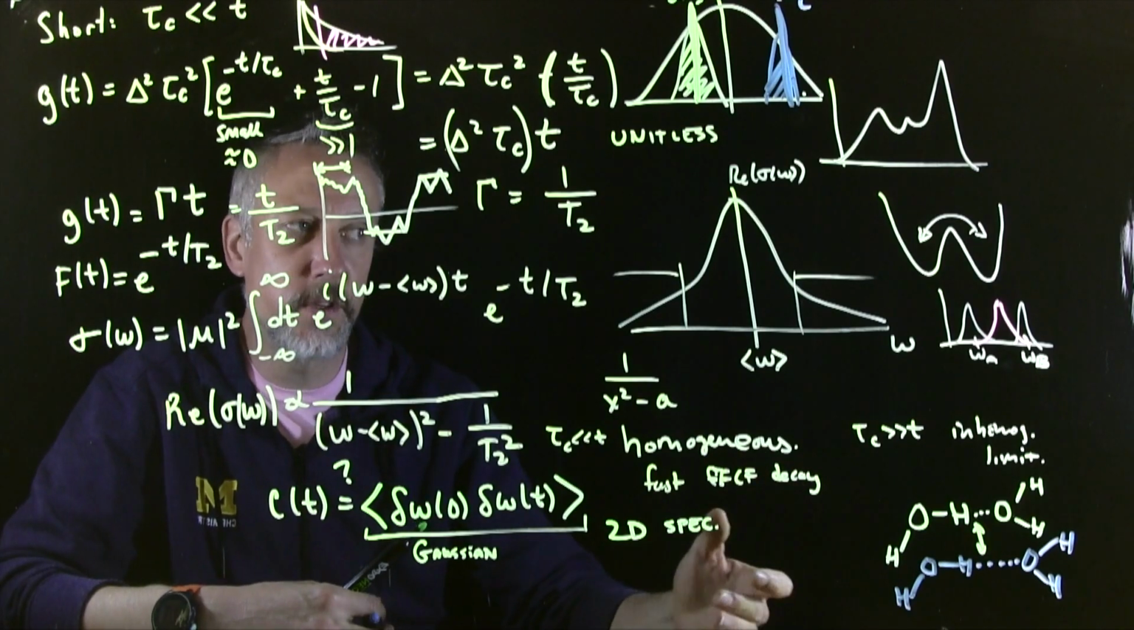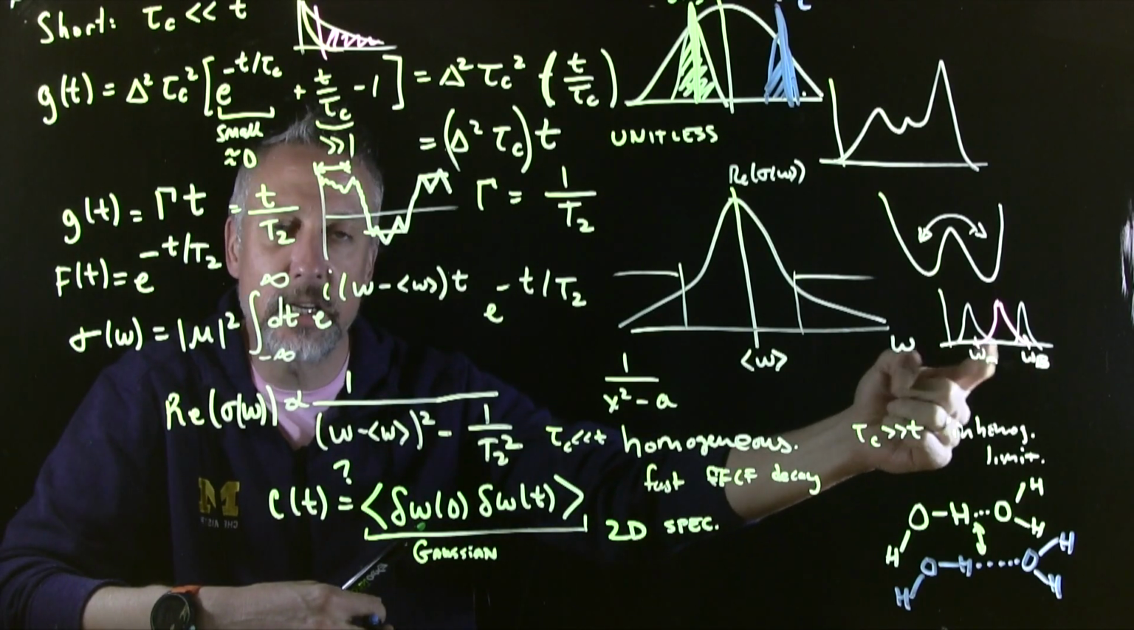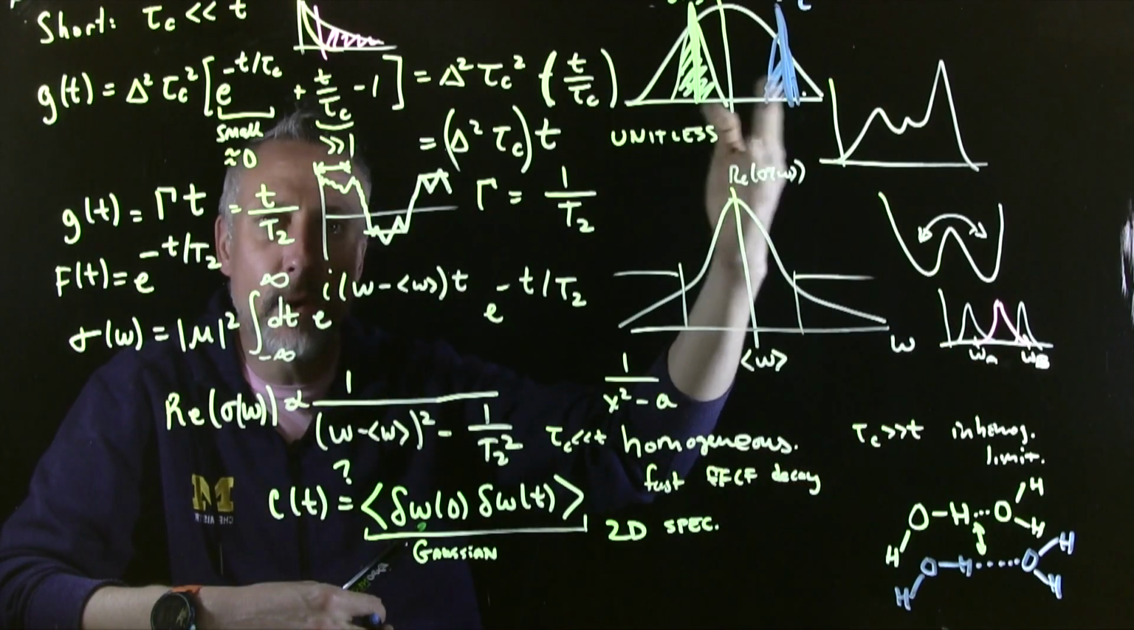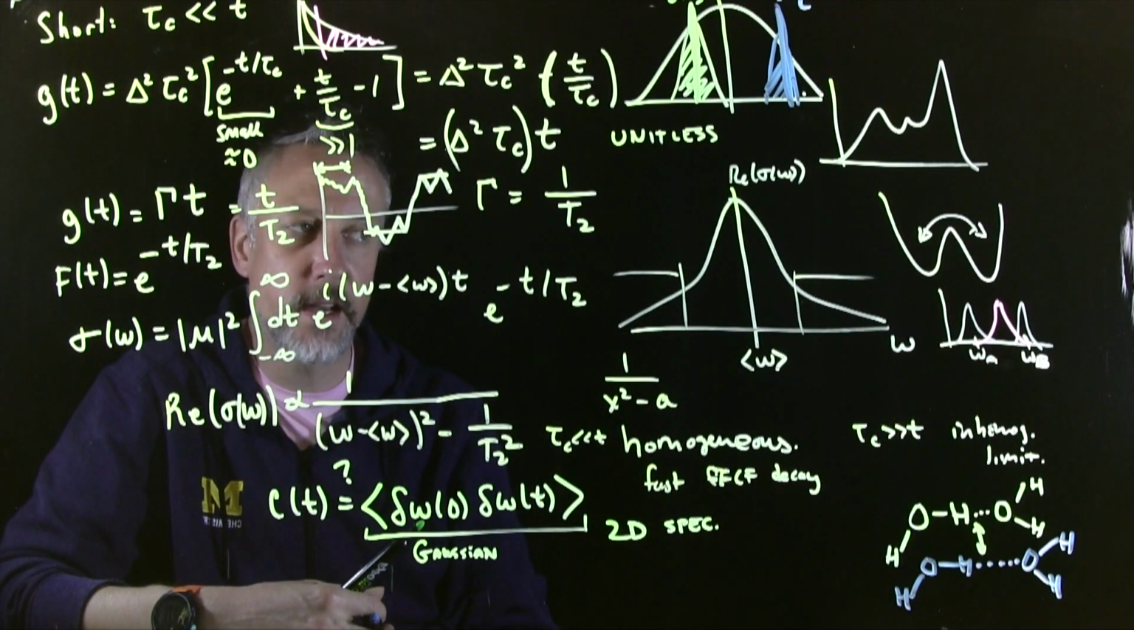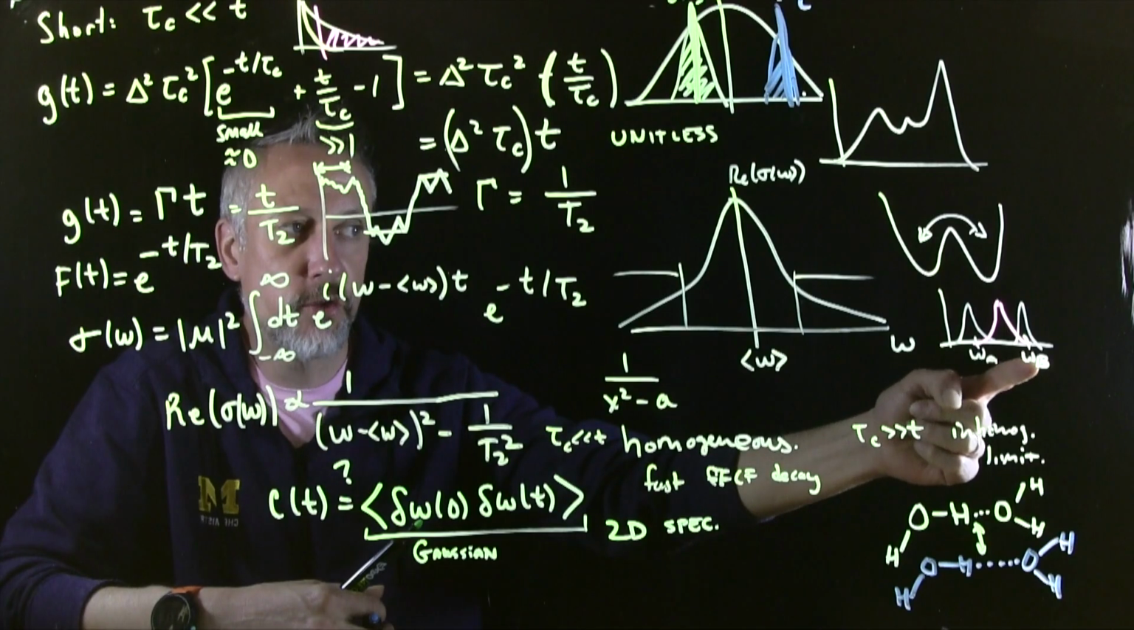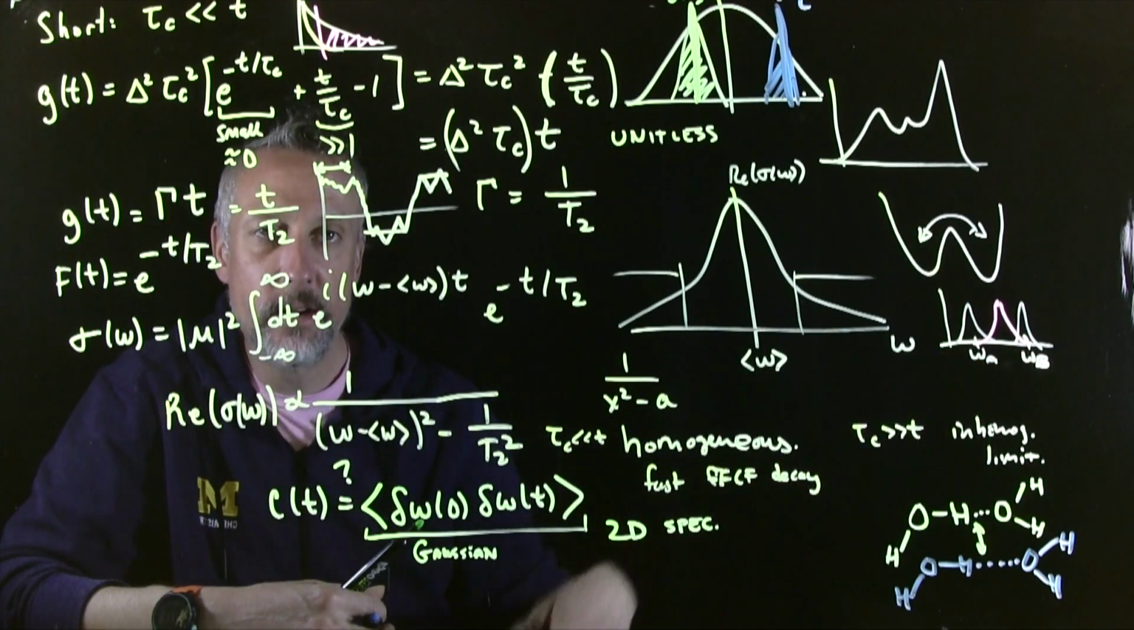So then you might ask yourself, is there a way that I can do chemical exchange in the same way that I could do spectroscopy of this line shape? And the answer is you can. And I'll show you examples of that too, where you can use two-dimensional spectroscopy to track chemical reactions even when they're fast.